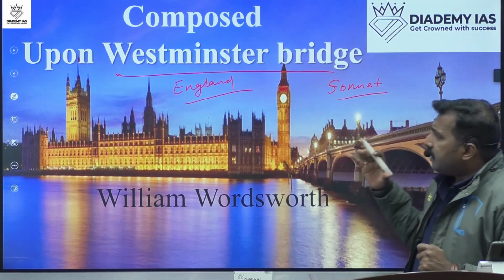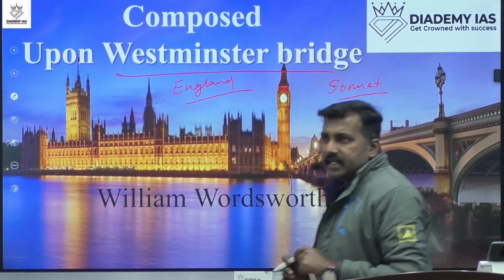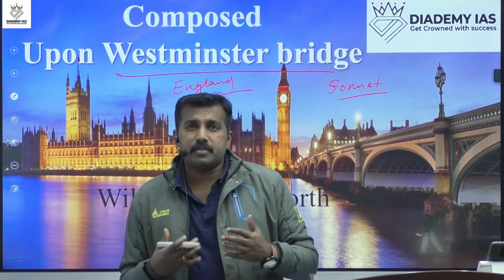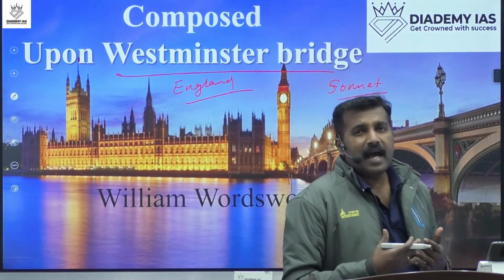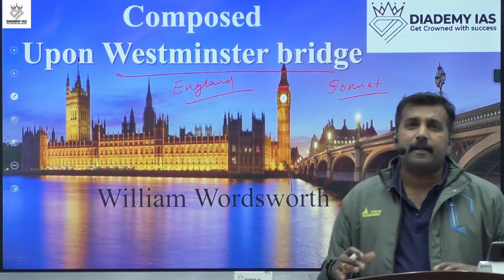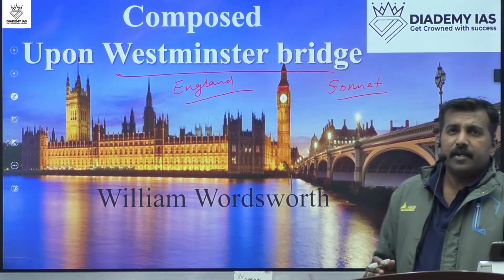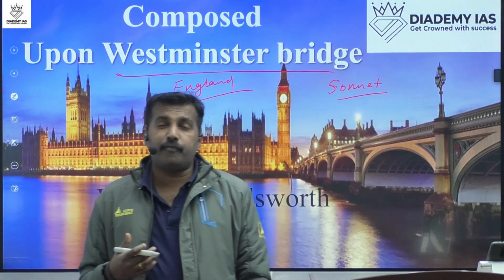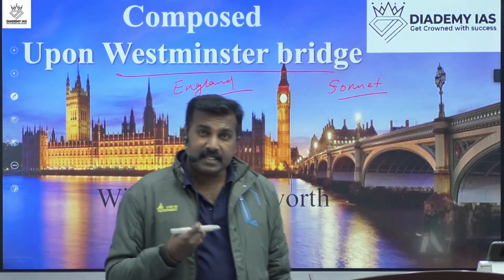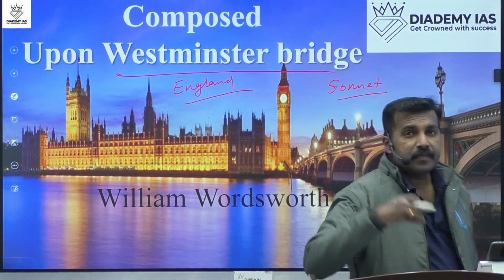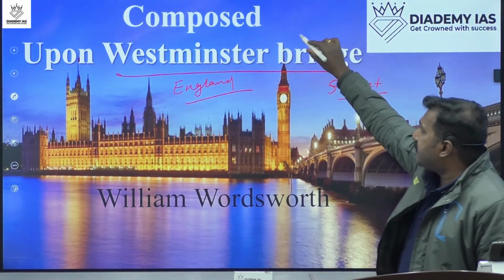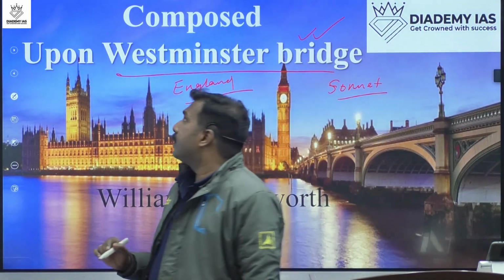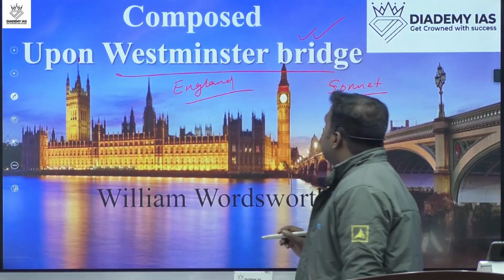At that time, the poet imagines some poetical words, and through his poetical words William Wordsworth explains the beauty of the city London and the bridge, Westminster Bridge in England. Okay, so that is the theme of the poem, Composed upon Westminster Bridge.